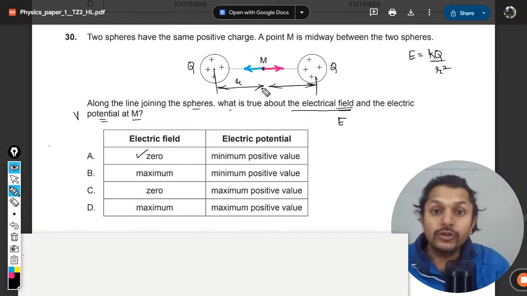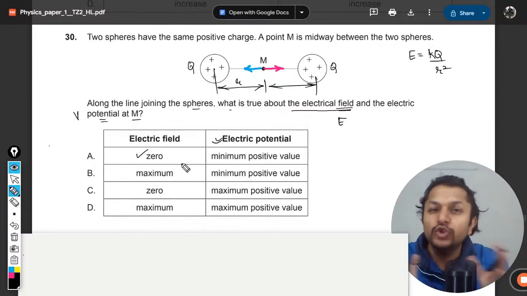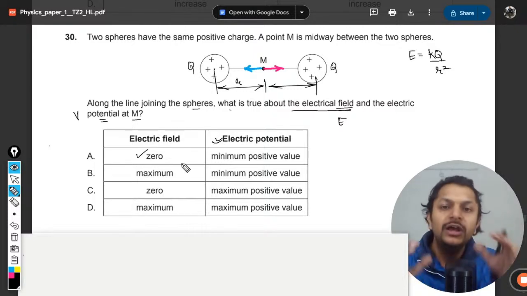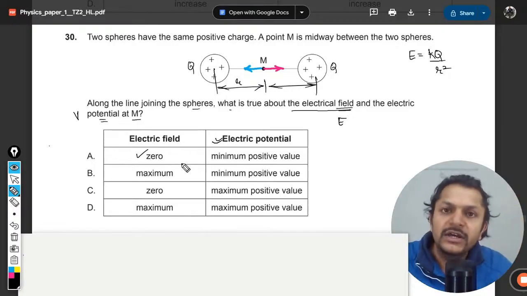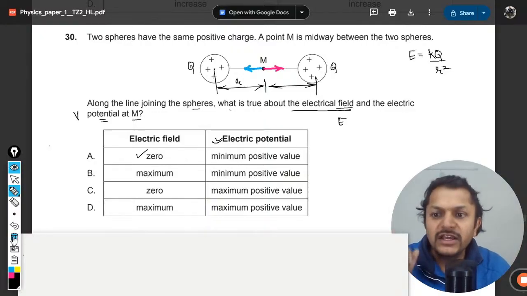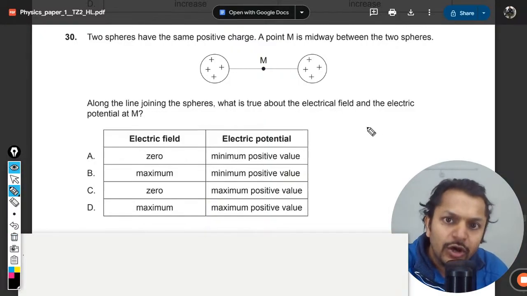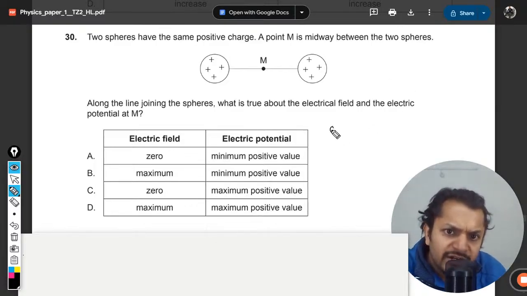Now, what about the potential? Potential is a bit dicey, but we have done so many questions from paper 2 in regards to electric potential using a similar concept, so you should be good with this. But anyway, let me explain what is happening. Let us say this is charge 1 and this is charge 2.